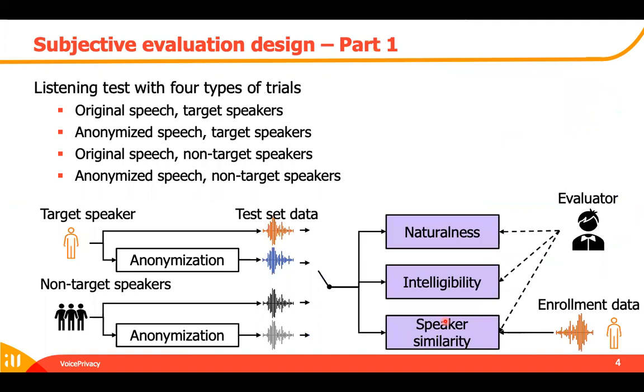Of course, organizing the subjective evaluation is more complicated than the general idea shown in the previous slide. This picture here shows the actual settings of the subjective evaluation. So in one evaluation test page, the listener will hear one randomly selected sample. This sample can be the original speech from the target speaker, the anonymized speech from the target speaker, or the original or the anonymized speech from the non-target speaker. The listener will judge the naturalness, intelligibility, and the speaker similarity of this input trial. When evaluating the speaker similarity, we also provide enrollment data from the target speaker. During the test, the listener can play the sound as many times as he or she prefers.